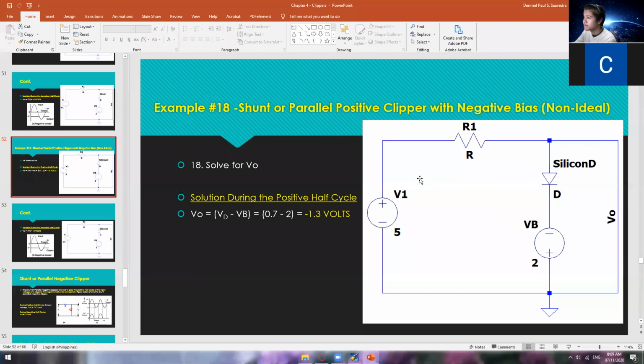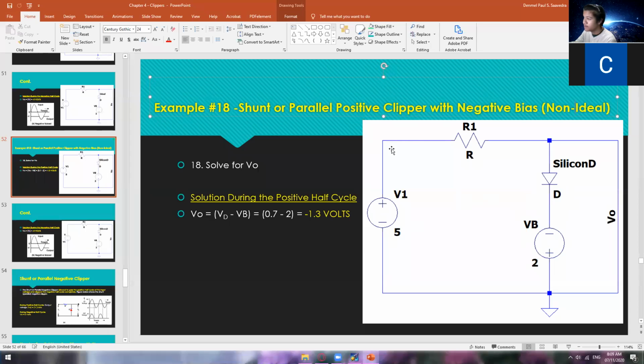All right, so let's have this example. This example is a shunt or parallel positive clipper with negative bias. As you can see, this one is clipping the positive side. And this one has a negative bias voltage, which is this VB. Our diode is non-ideal, which is of course a silicon diode. Our voltage source is connected to the positive side of our diode, so positive to positive, negative to negative, which will make this diode forward biased.